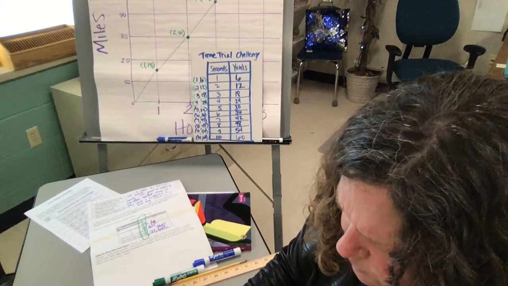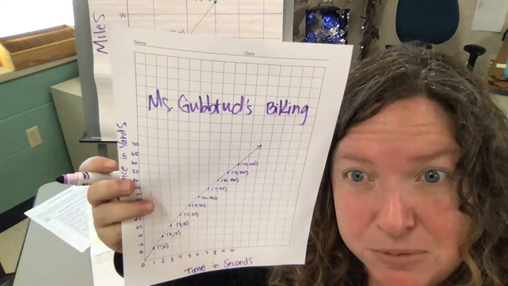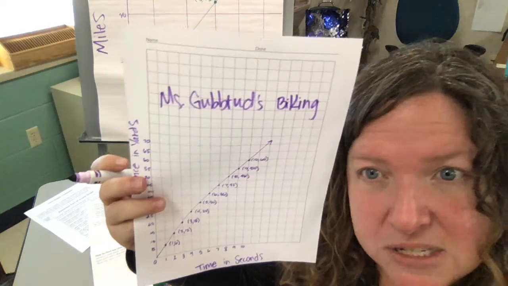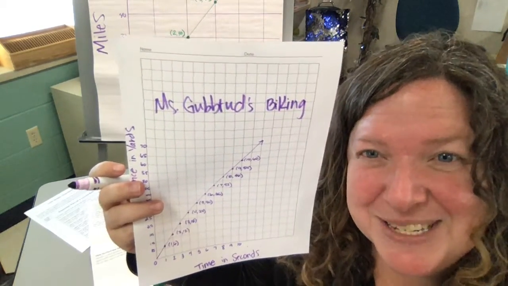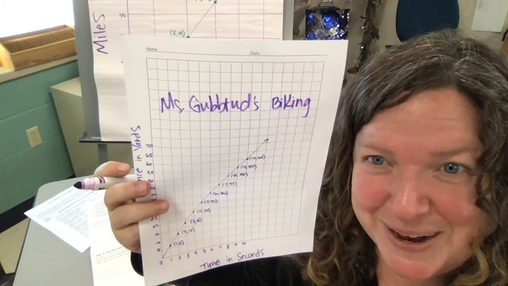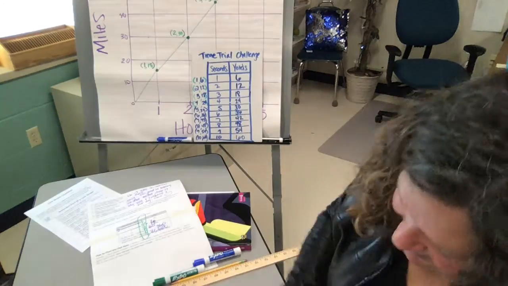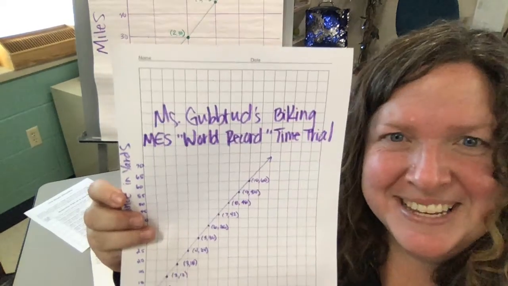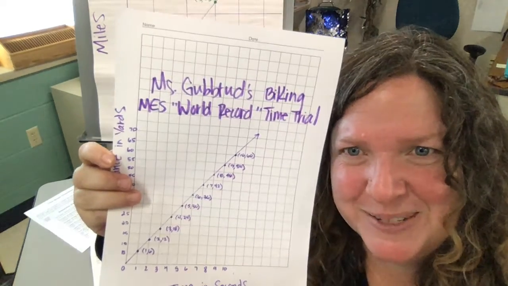And when am I doing this? Is this just me, how long it took me to go to the grocery store? Or I'm mountain biking? Or I'm on a cross-country journey? No, this is my time trial. This is my MES world record time trial. I'm going to write MES world record time trial. Now my graph has a title. So now I'm in good shape.